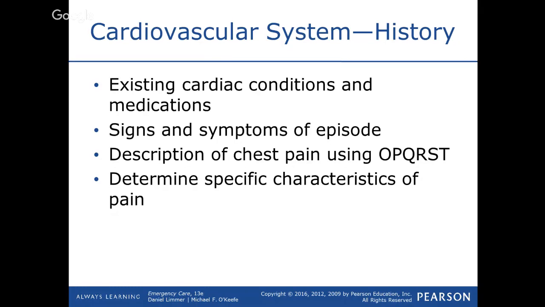So anyway, determine specific characteristic of pain. And we kind of talked about that with the quality.